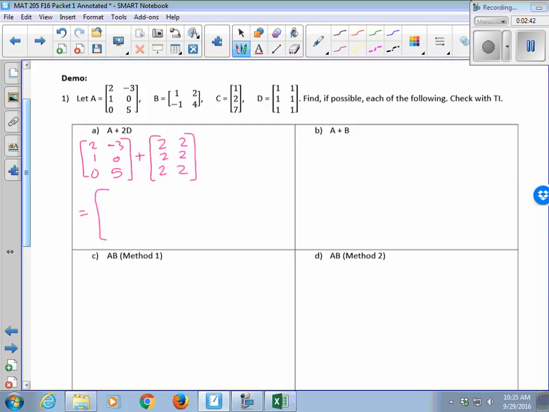Okay, so 2 plus 2 is 4. Negative 3 plus 2 is negative 1. 1 plus 2 is 3. 0 plus 2 is 2. 0 plus 2 is 2. And 5 plus 2 is 7. So that covers adding matrices and multiplying a matrix by a scalar. What about A plus B? You can't do it because if you were trying to add component-wise, they don't have the same components. So this one's impossible. To add two matrices, they have to have the exact same size.